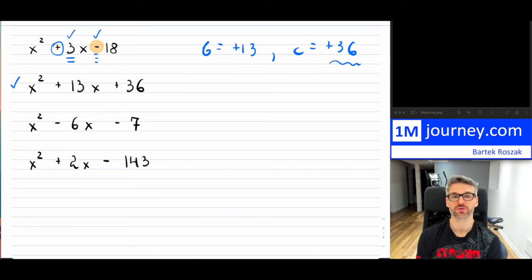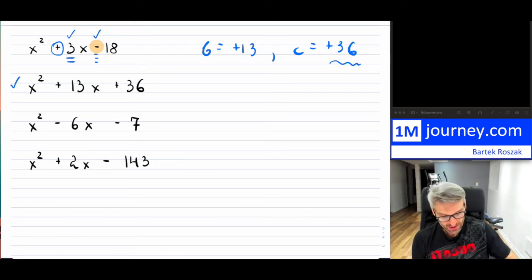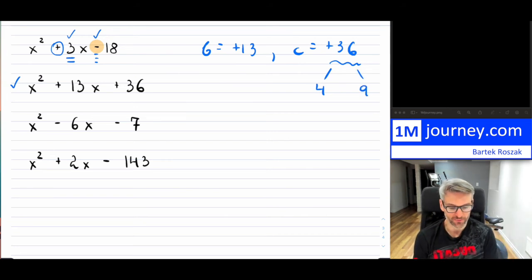Which two numbers can I get that are going to give me 36? Which ones pop into my head right away? Well, there are many, right? 1 times 36, 2 times 18. You can do that, then 3 and so on. Now, in this one, I'm peeking and I'm thinking, all right, well, 4 times 9 is going to give me 36.